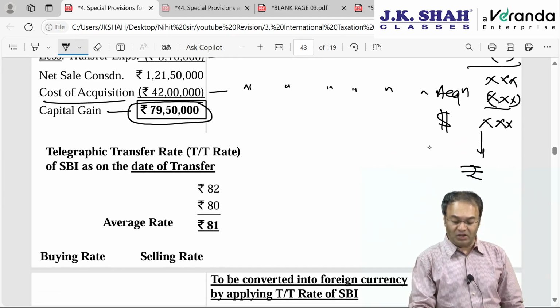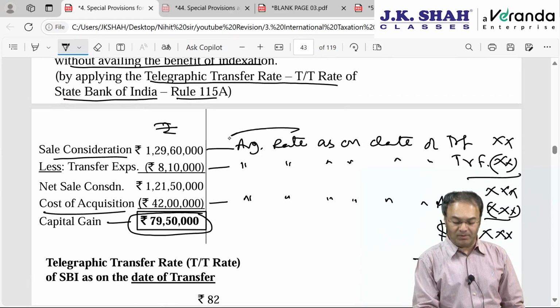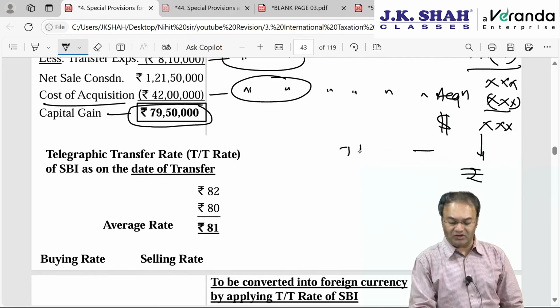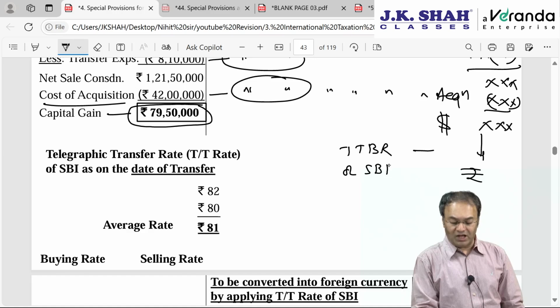by applying, now this time, every time we ended up applying average rate, this time you apply telegraphic transfer buying rate of State Bank of India. As on what day? Buying rate instead of average rate. Buying rate of State Bank of India as on which date? As on the date of transfer, the date on which asset is transferred.